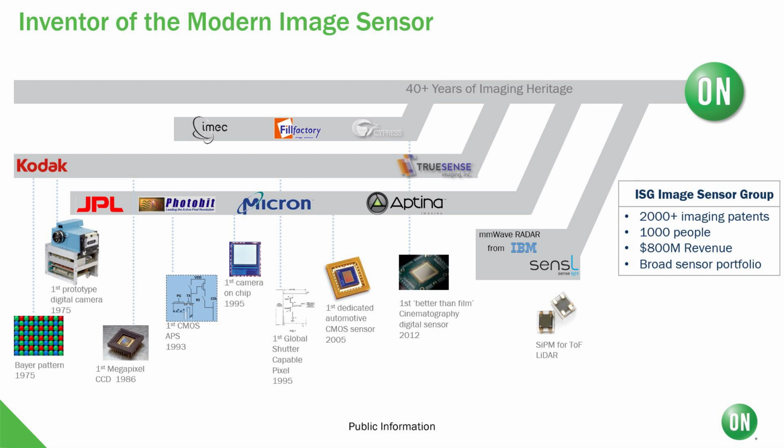We started with Kodak in 1975 with some of the original Bayer pattern applications. Kodak became TrueSense and acquired by ON Semiconductor. Another path has been JPL to Photobit to Micron to Aptina and then ON Semiconductor. We also have radar and LiDAR from IBM and Sensel. And the last path, the Fill Factory and Cypress Semiconductor. So lots of different heritage, lots of experience here, and many years of design and development of image sensors.